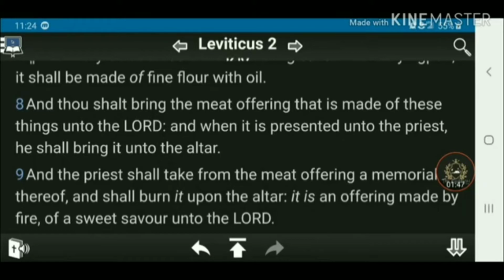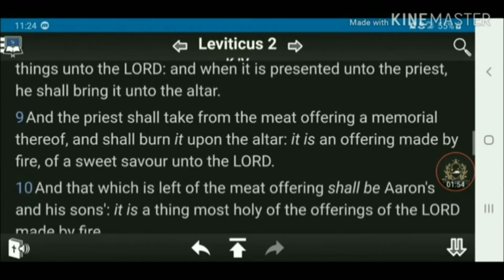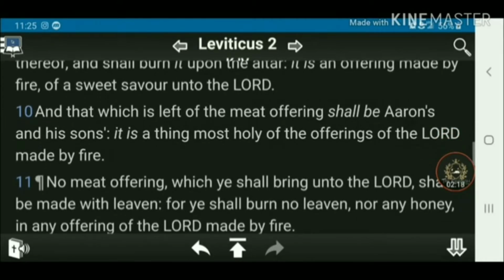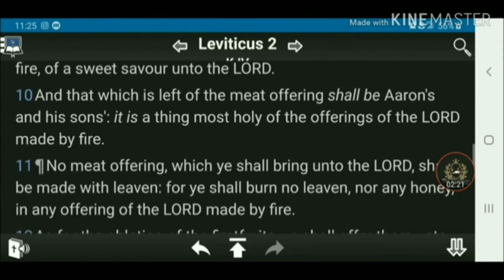And when it is presented unto the priest, he shall bring it unto the altar. And the priest shall take from the meat offering a memorial thereof, and shall burn it upon the altar. It is an offering made by fire of a sweet savor unto Yahweh. And it's interesting how it says a memorial to Zion, right? And that which is left on the meat offering shall be Aaron's and his sons. It is the thing most holy of the offerings of the Lord made by fire.